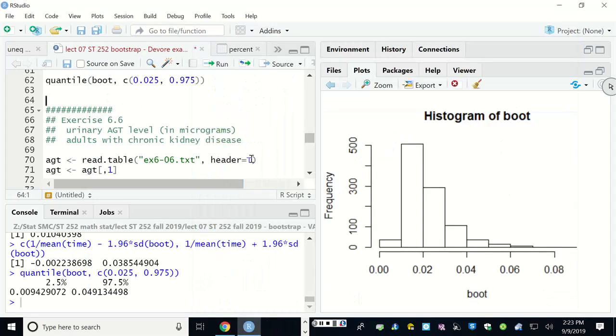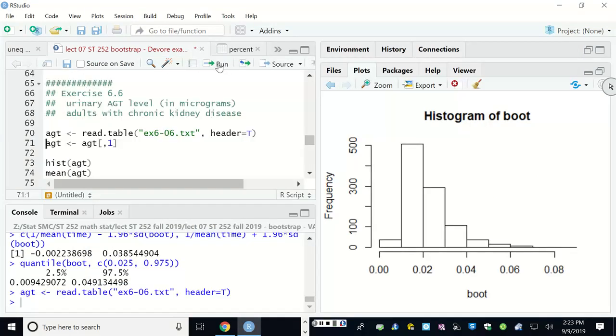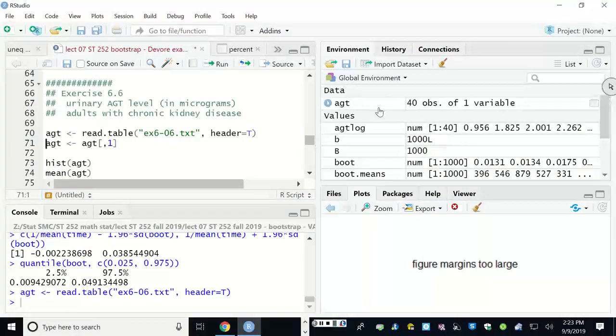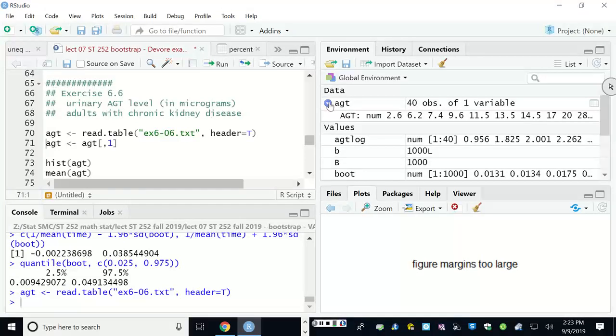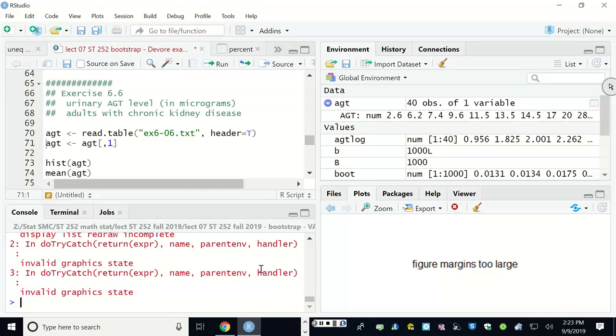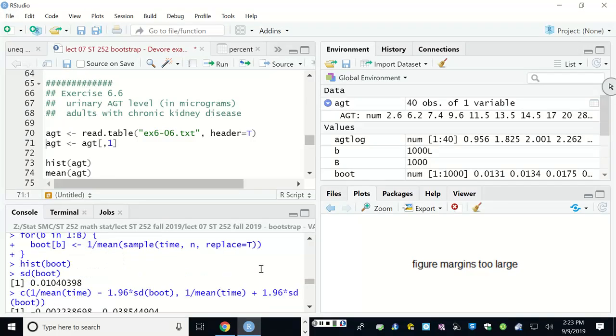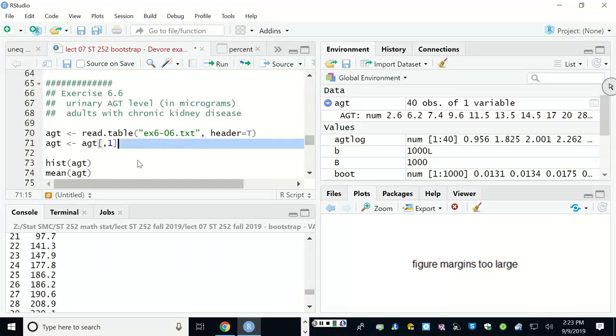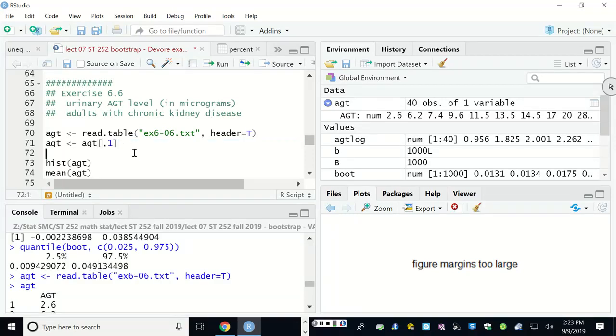When I read that in to R, it sets it up as 40 observations in a column. AGT is just all in a column here. I don't really want that. I just want the numbers in the first column. So a second way of pulling that off is just to reassign just the first column and call that AGT. That strips off the matrix structure. Now I just have a list of numbers.